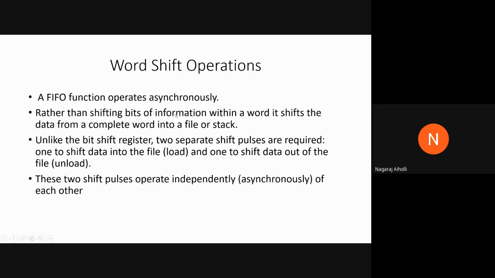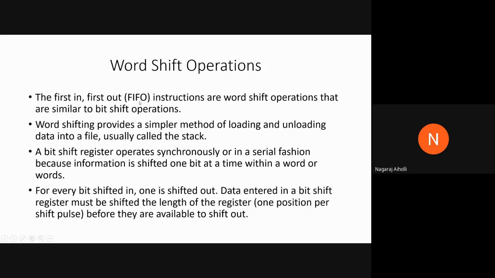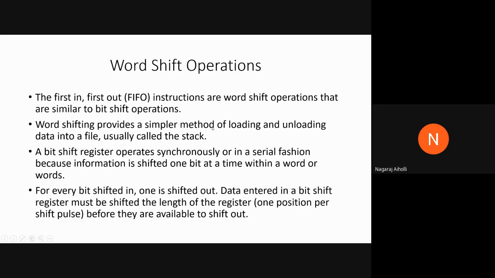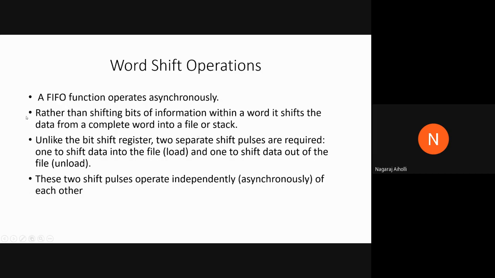A FIFO function operates asynchronously. Here the bit shifting operation is called synchronous operation, whereas the word shifting operation is called asynchronous operation. The difference is simple: in bit shift operation the shifting takes place bit by bit, whereas in word shift operation the shifting takes place word by word. Rather than shifting bits of information within a word, it shifts the data from a complete word onto a file or a stack. Unlike the bit shift register, two separate shift pulses are required. Here in the word shift operation, two pulses are required to shift the data.